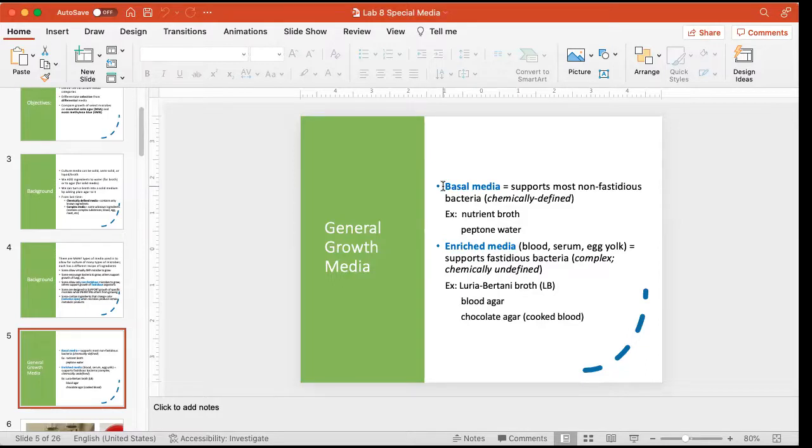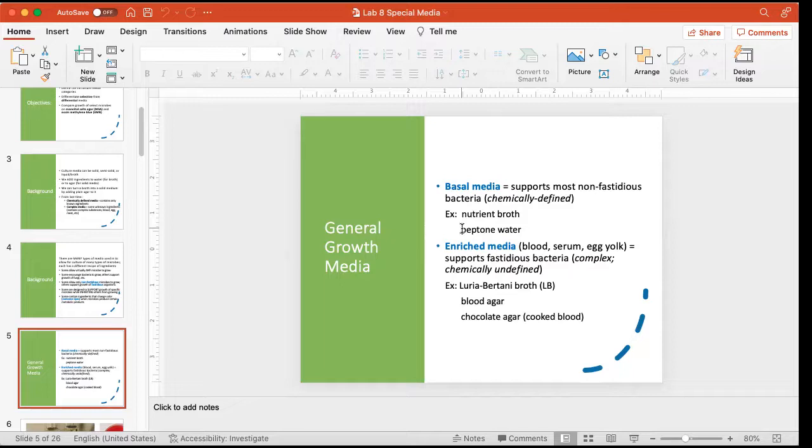Chemically defined. So nutrient agar and nutrient broth, which I tend to use a lot in our experiments, that's a basal media. There's one called peptone water. That's another basal media. In fact, there are lots of basal media. We use them every day in the microbiology lab to try to purposefully grow bacteria.